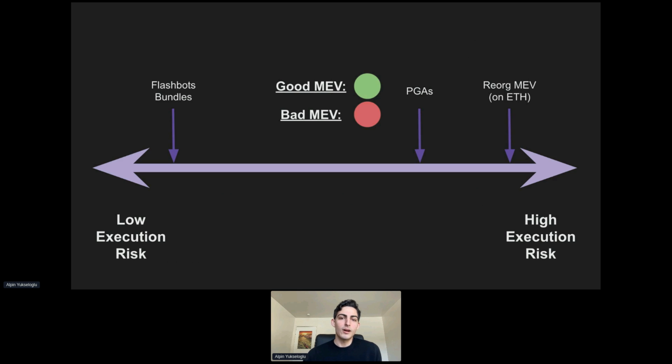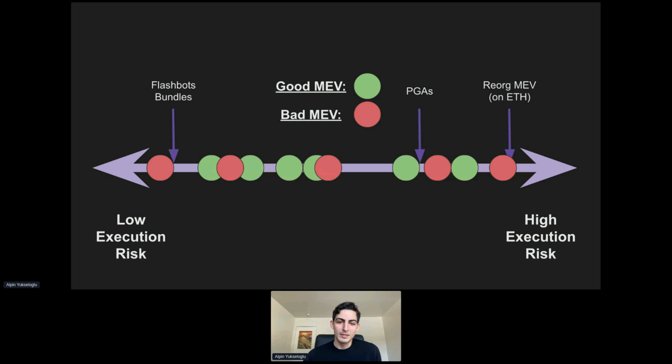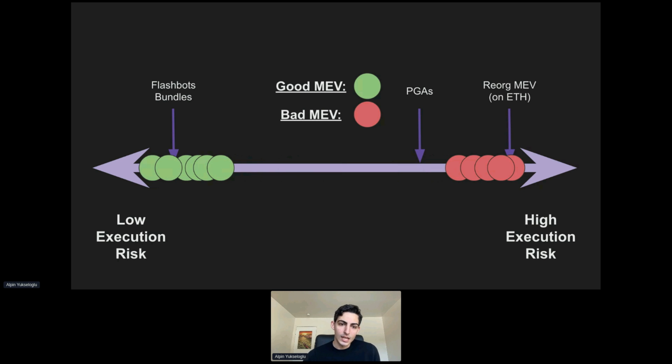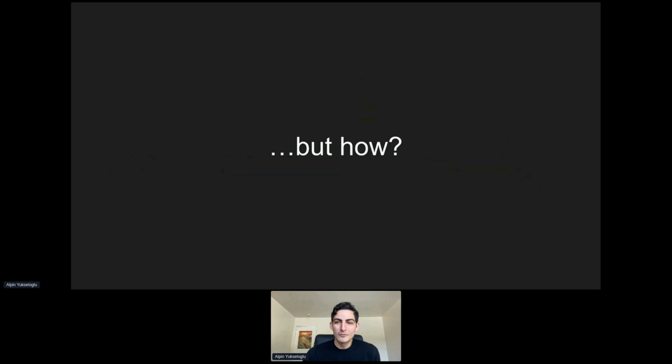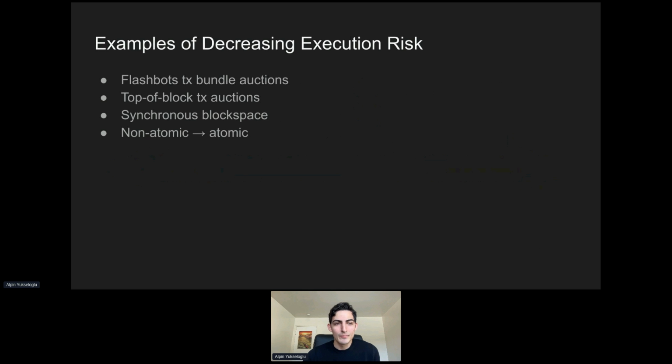So if we were to plot out all of these good and bad MEV types on this axis, you can throw sandwiches, liquidations, arbs, whatnot in there. Then the goal is essentially to make our mechanism design be the polarizing force, where we push the good MEV towards being super low execution risk and push the bad MEV towards super high execution risk. And in some sense, this is how we achieve incentive compatibility in our protocols. Of course, the question then is how.